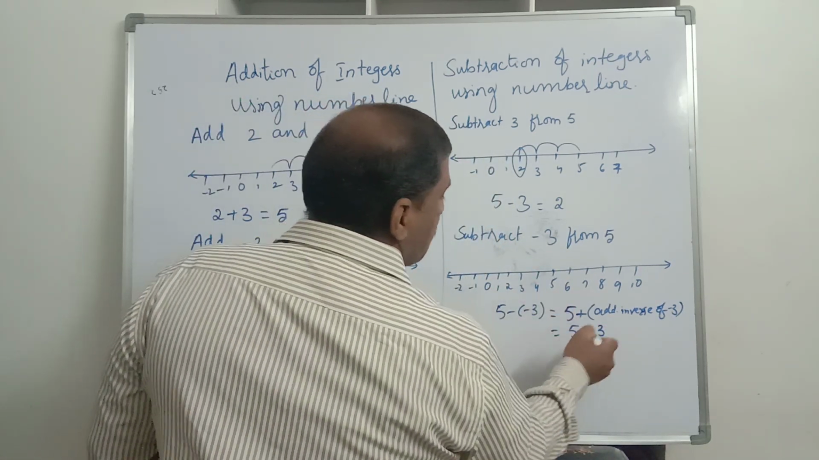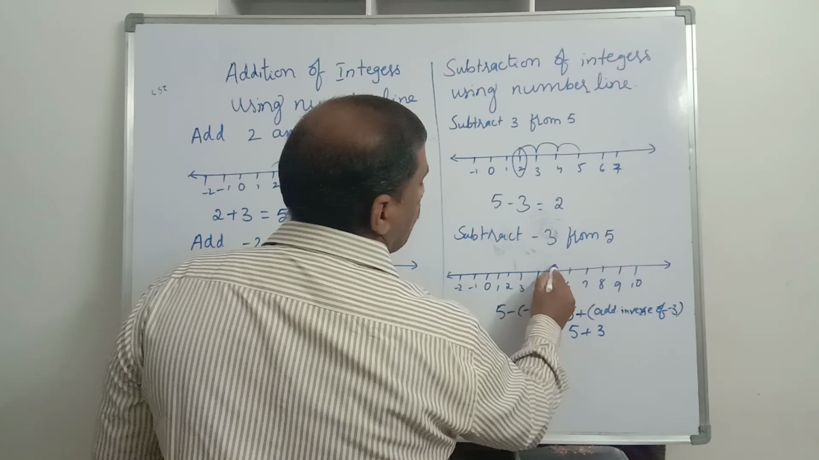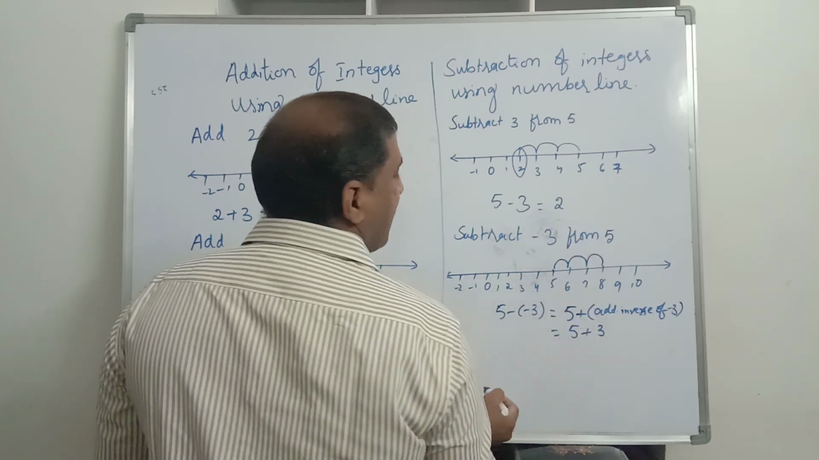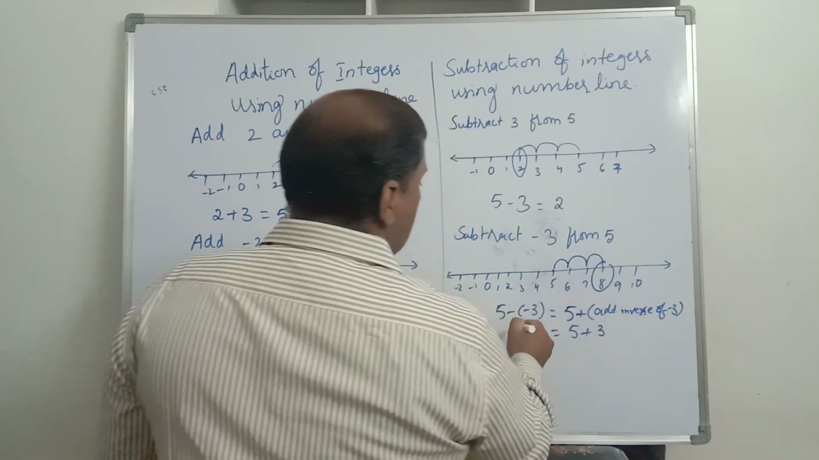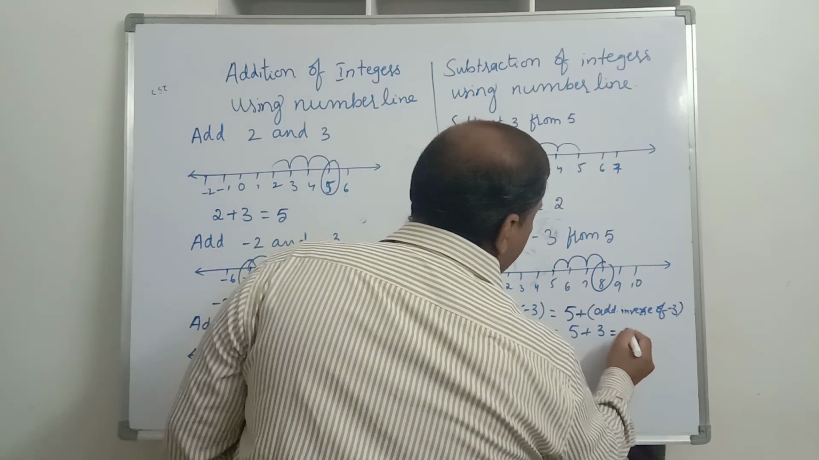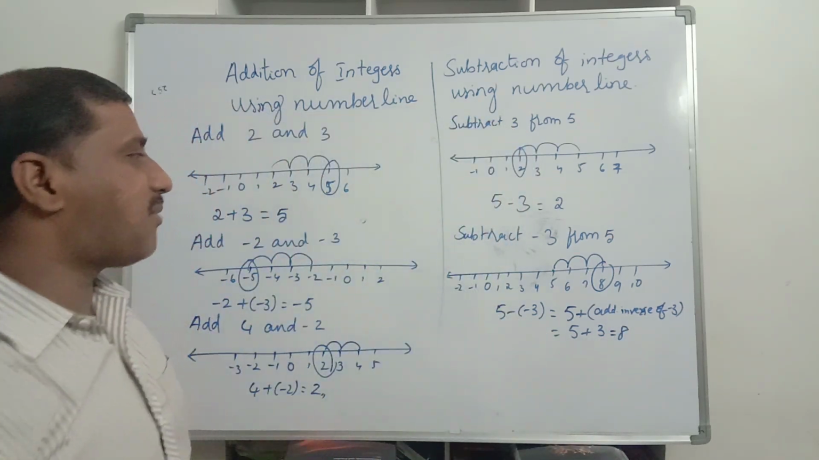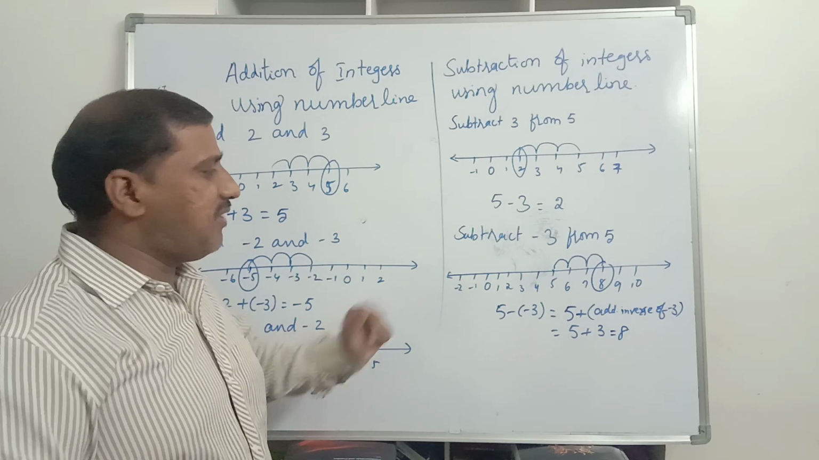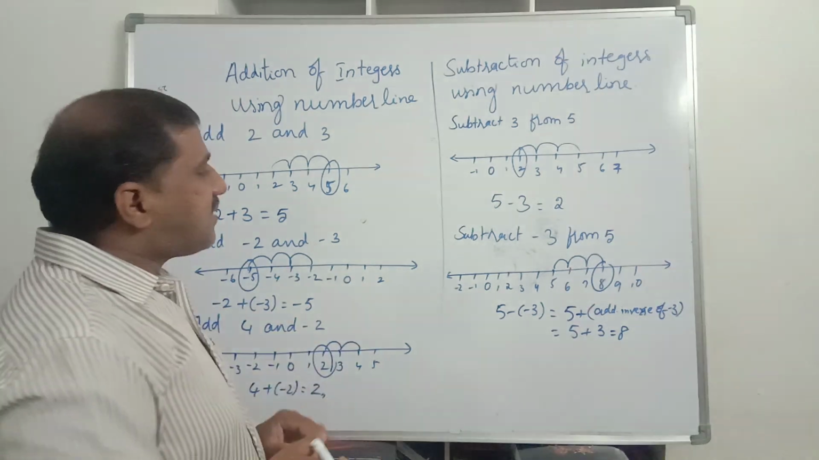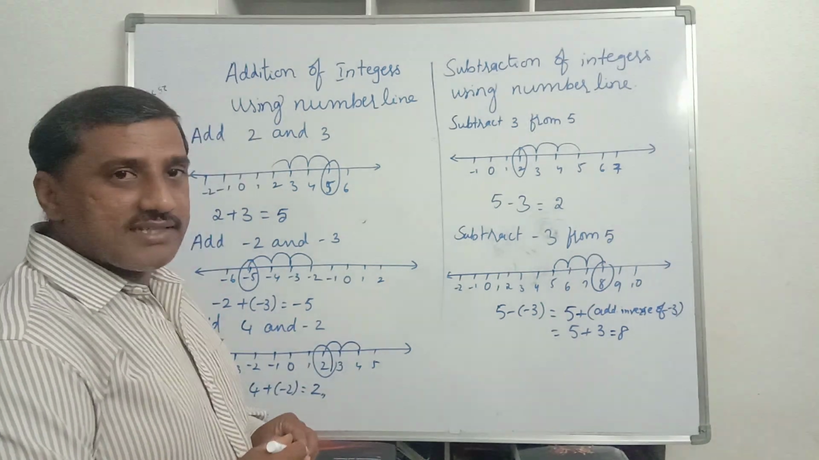So from 5 move 3 steps to the right side. Therefore 1, 2, 3, we get... So 5 minus of minus 3 will give, it is what? 8. Like this we will subtract the negative integers from positive integers. All these things we have studied from the 6th standard.